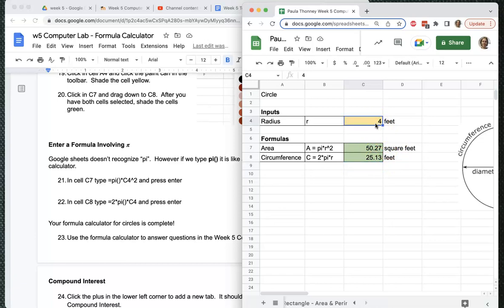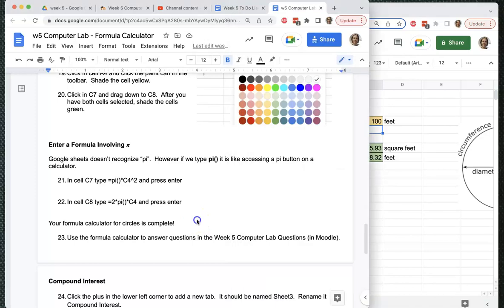And because I referenced the cell, I can change this and it will auto update. 10-foot radius, auto update. 100-foot radius. And of course, I just arbitrarily chose feet. And if you put inches here, this would be square inches and inches again.